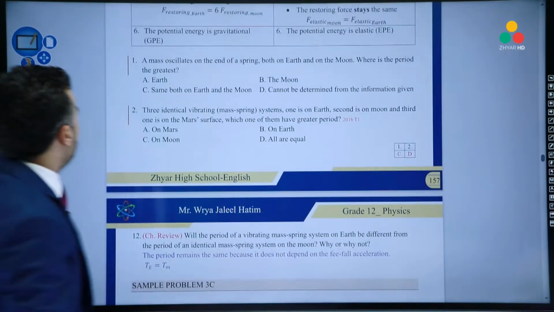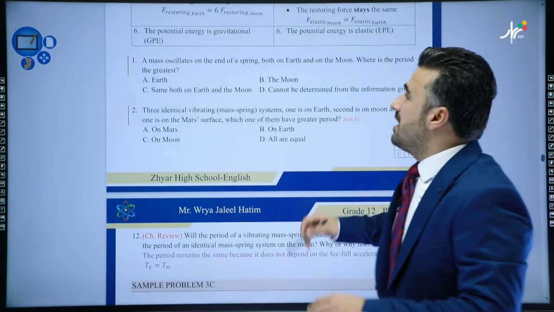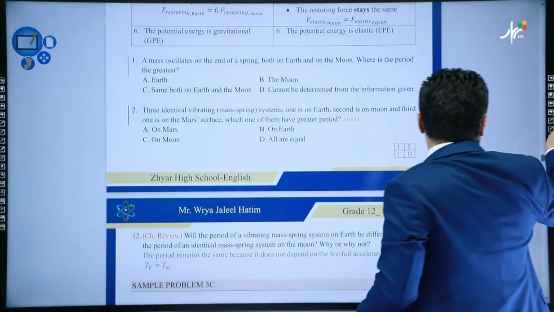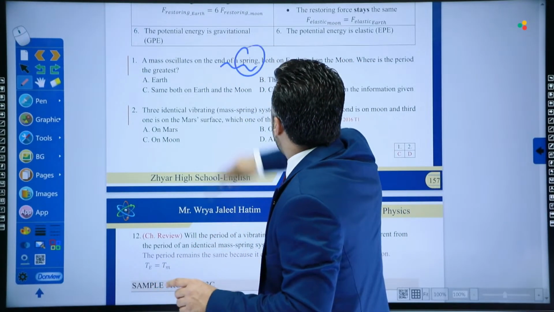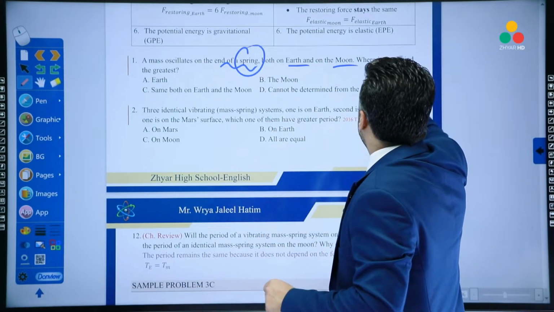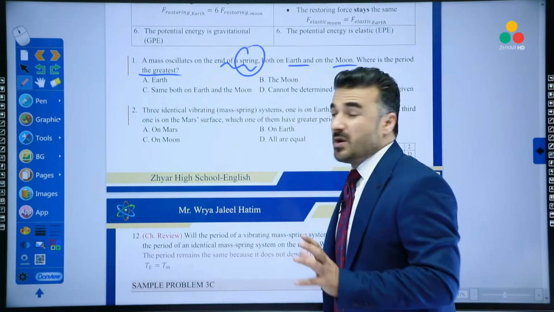Okay, now let's take a look at these two national exam questions. It says the mass oscillates on the end of a spring. So we have a spring here. It says both on Earth and on the moon, where is the period the greatest?